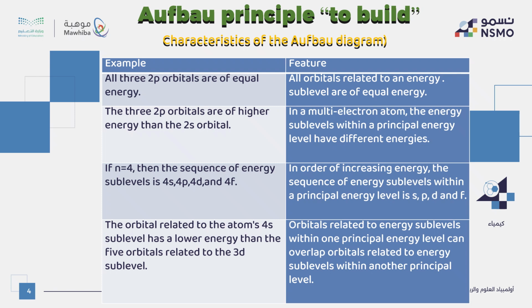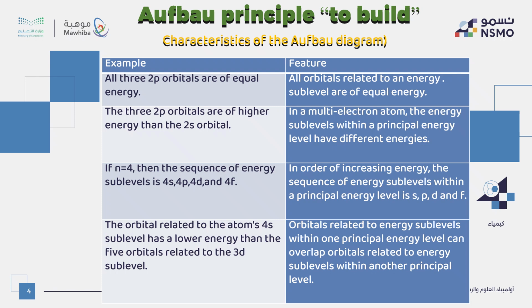The table then gives an example for n equals 4. It shows that the order of sublevels is 4s, then 4p, then 4d, then 4f. This reinforces the rule that within a principal energy level, electrons fill sublevels in the order s, p, d, f, from lowest to highest energy.